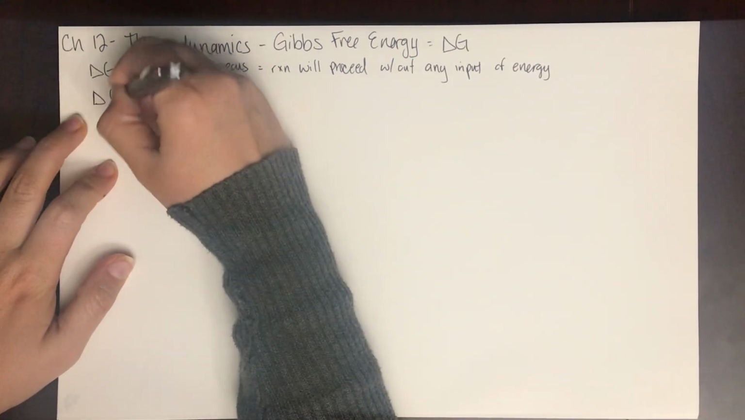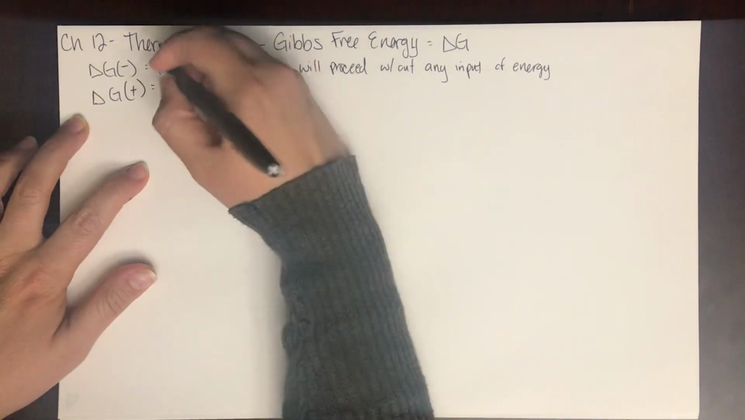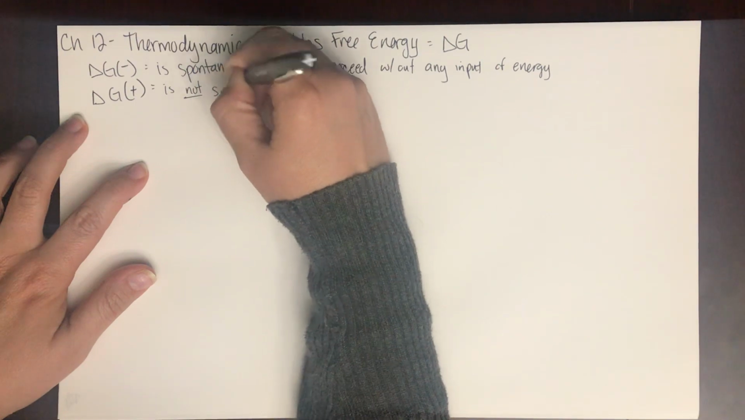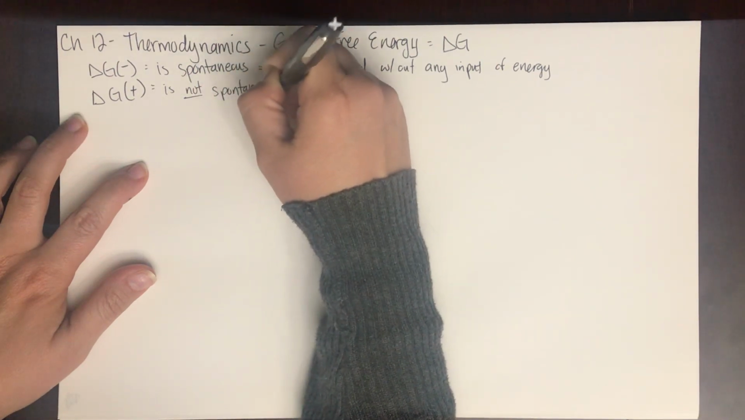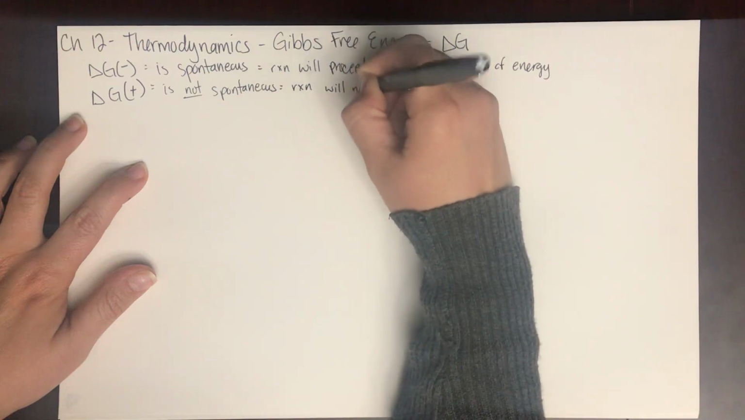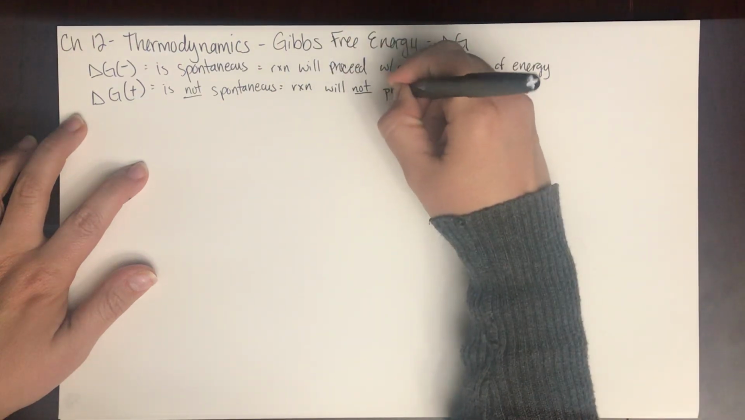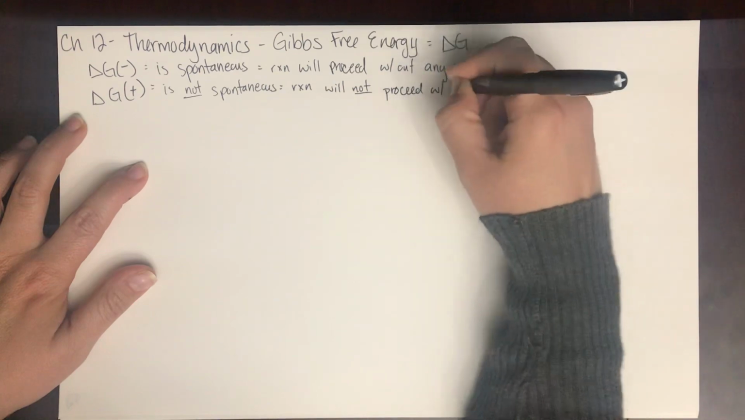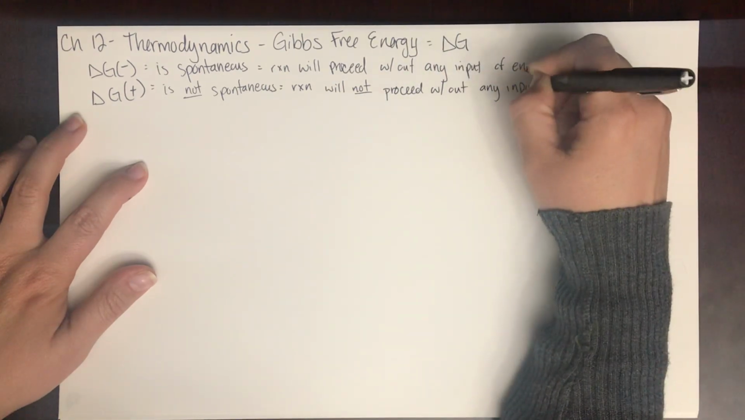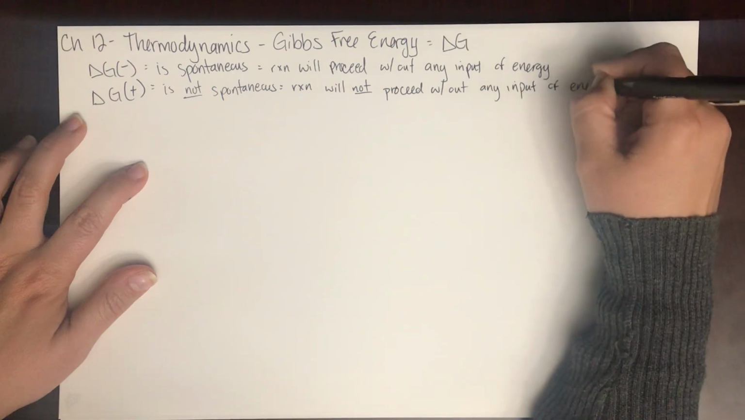If delta G is a positive number, that means this reaction is not spontaneous, which means the reaction will not proceed without any input of energy.